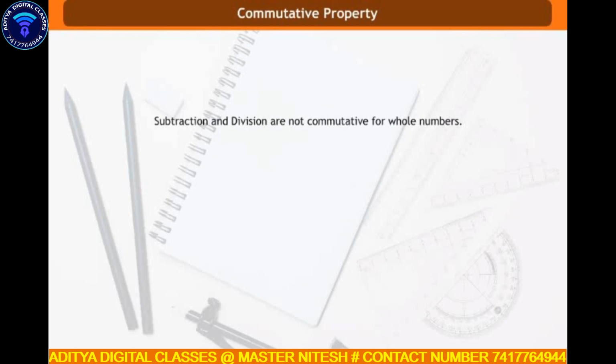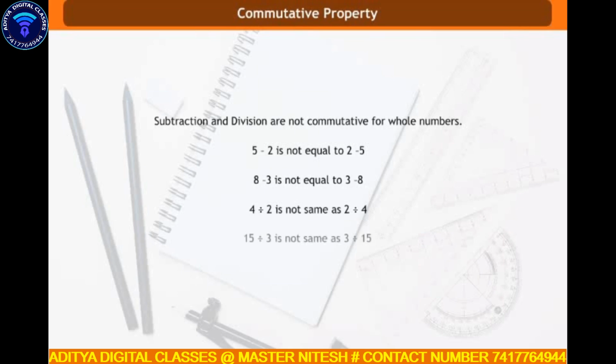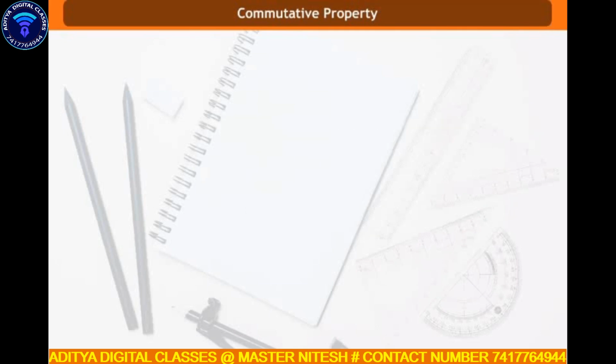Look at these examples. 5 minus 2 is not equal to 2 minus 5. 8 minus 3 is not equal to 3 minus 8. Also 4 divided by 2 is not the same as 2 divided by 4. In the same manner, 15 divided by 3 is not the same as 3 divided by 15.